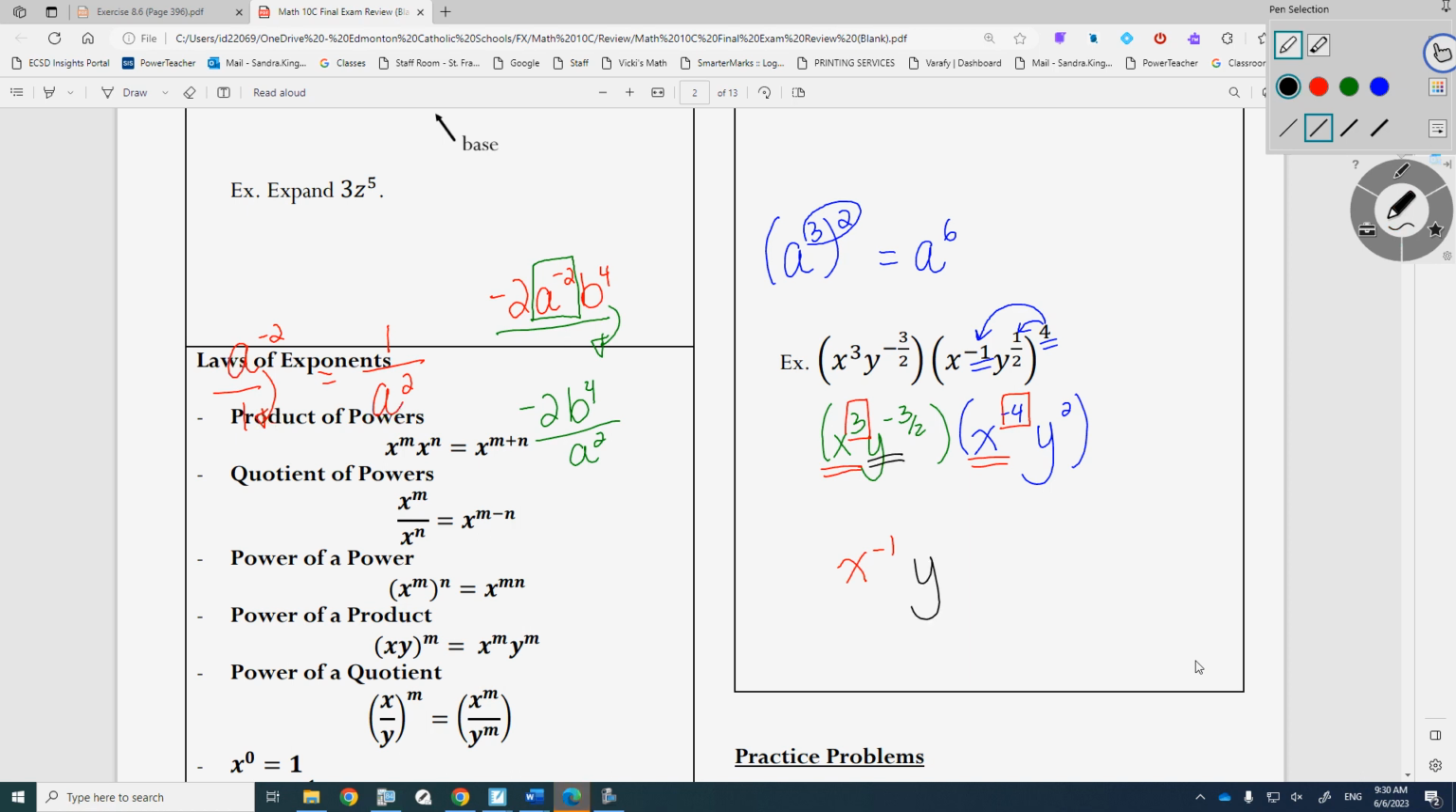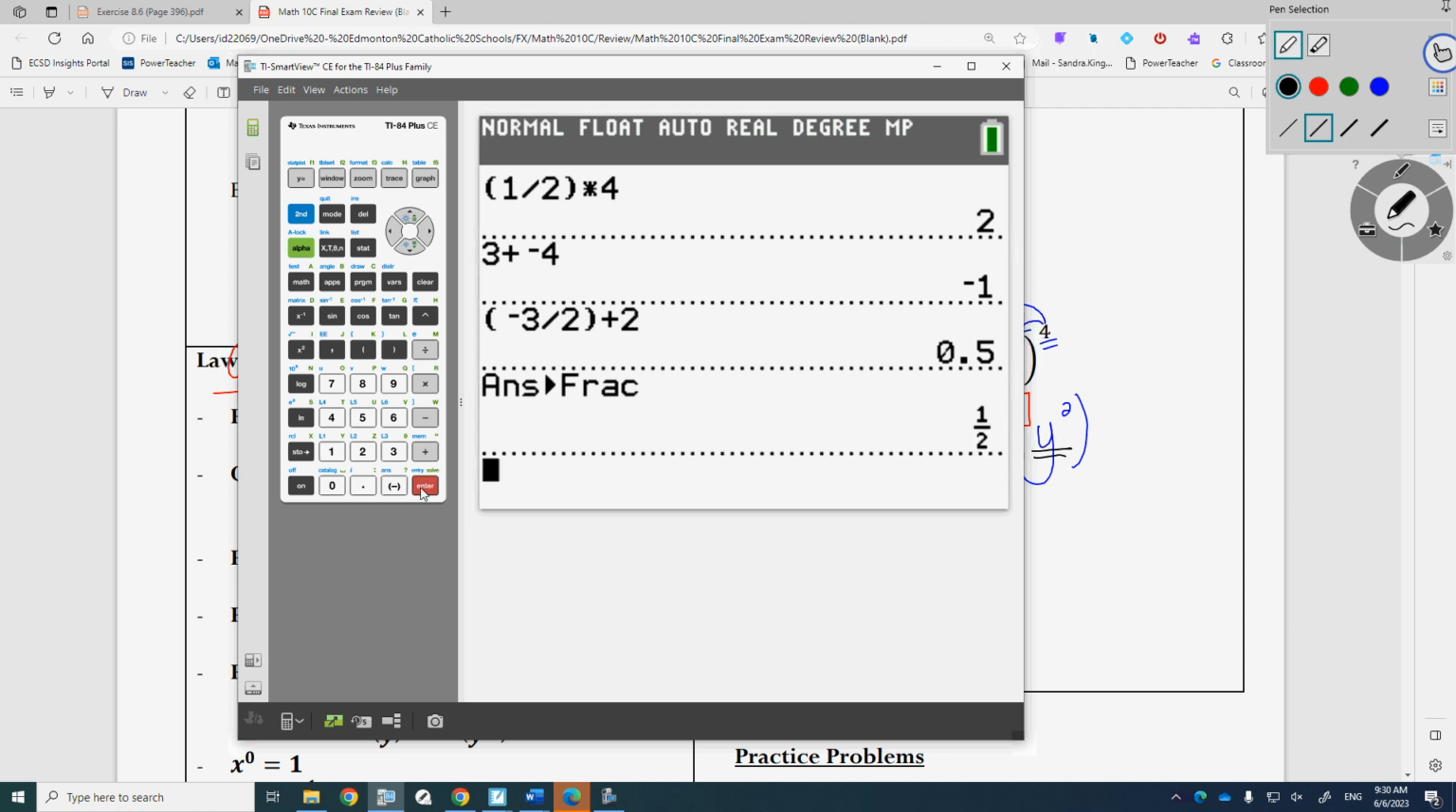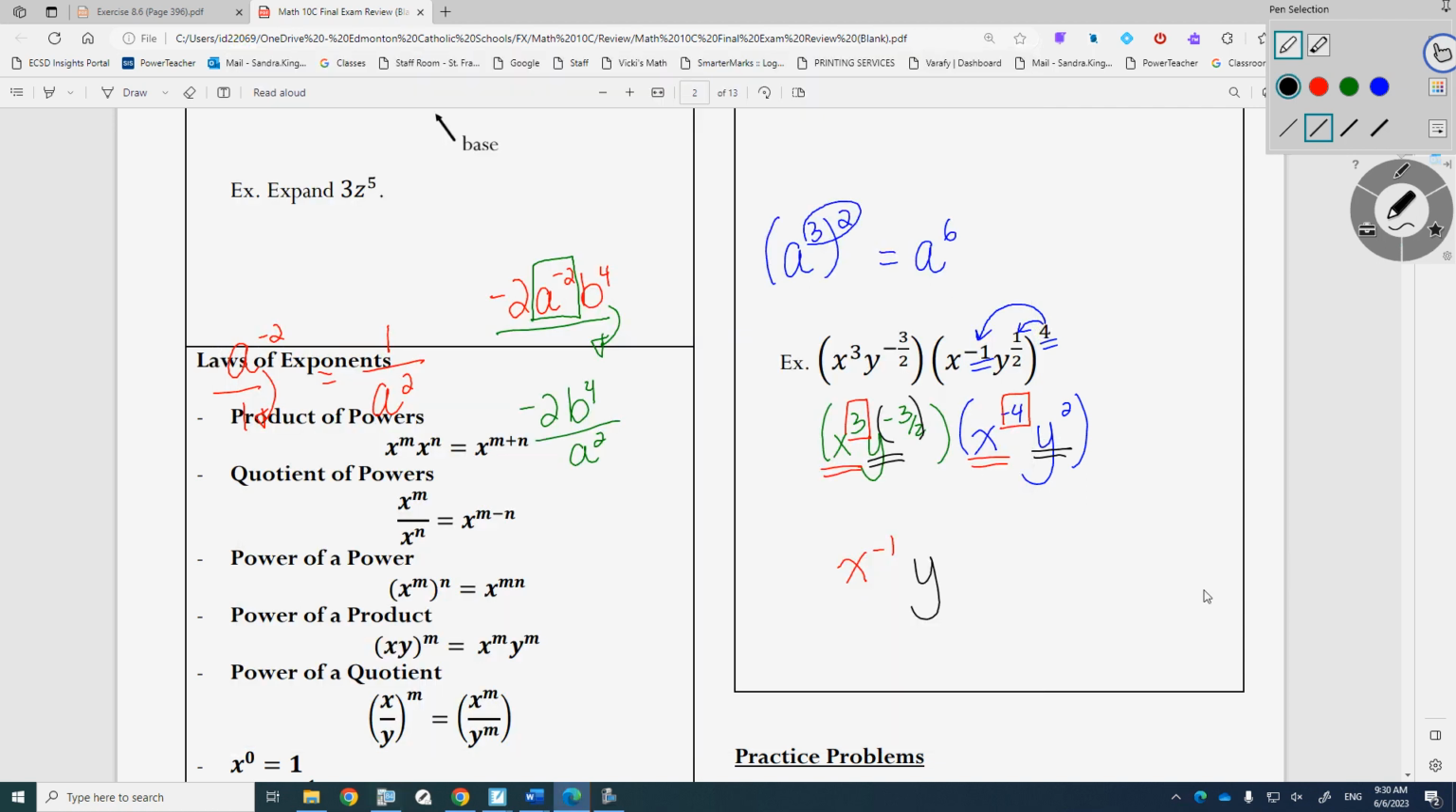Then I would have y, and I would have to figure out how many y's I would have. So this y and this y, they're being multiplied, which means you add the exponents. So I'm going to add negative 3 over 2 plus 2. Okay, so open bracket, negative 3 divided by 2 plus 2. Math one fraction, and I'm going to get y to the 1/2.